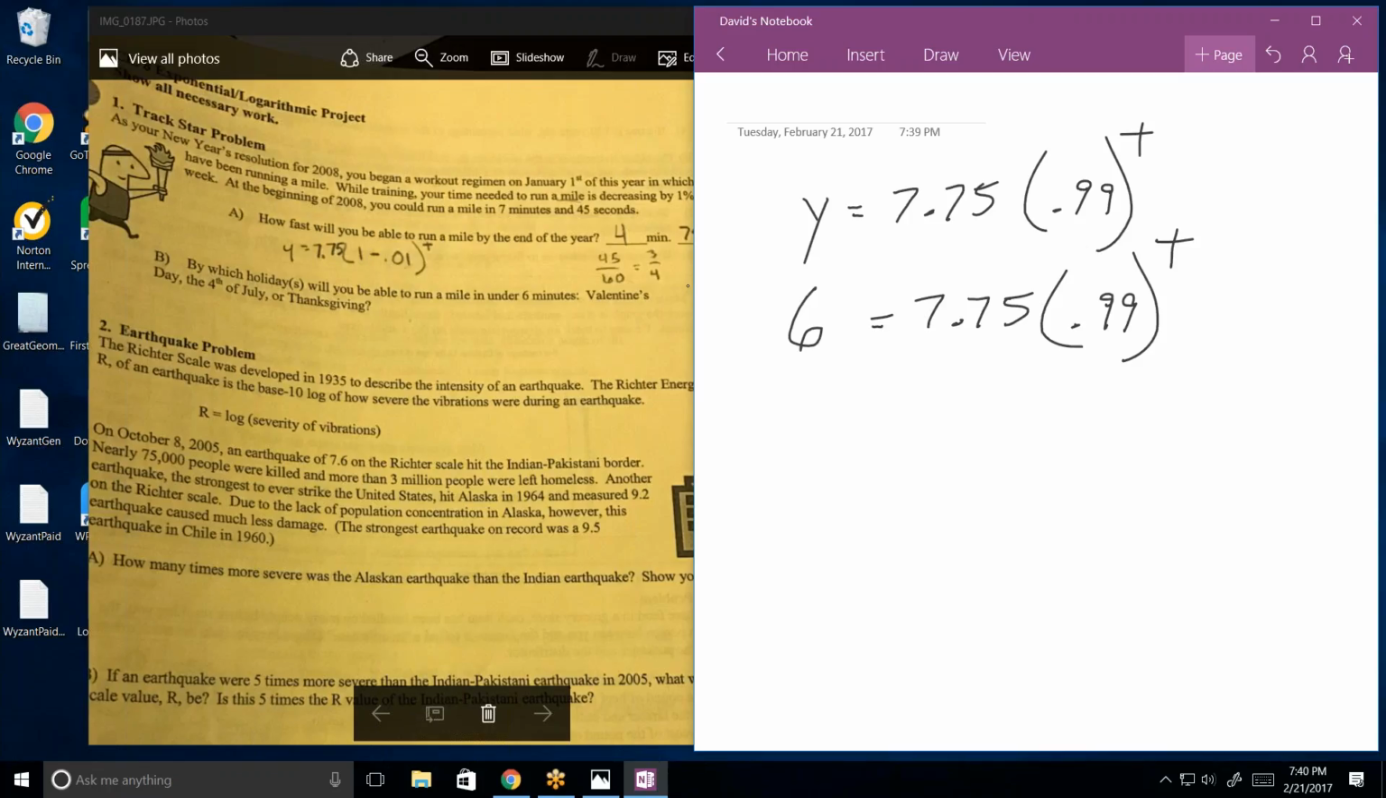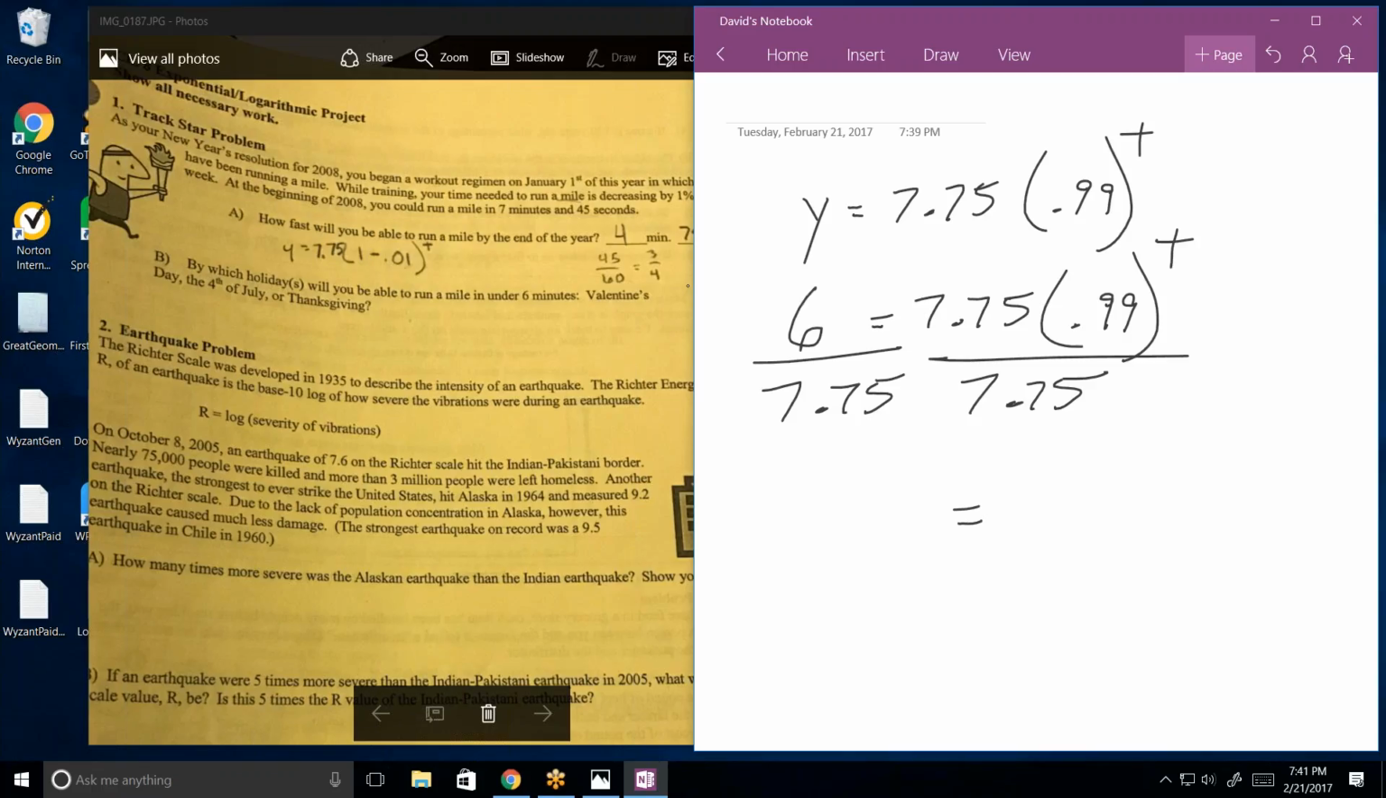So what's the step here to solve for t? Would we divide 7.75? Well, you're close. Divide 6 by 7.75. I want to get rid of that 7.75, so I have to divide both sides by it. What does that give you on the left? Okay, so you get 1.29.